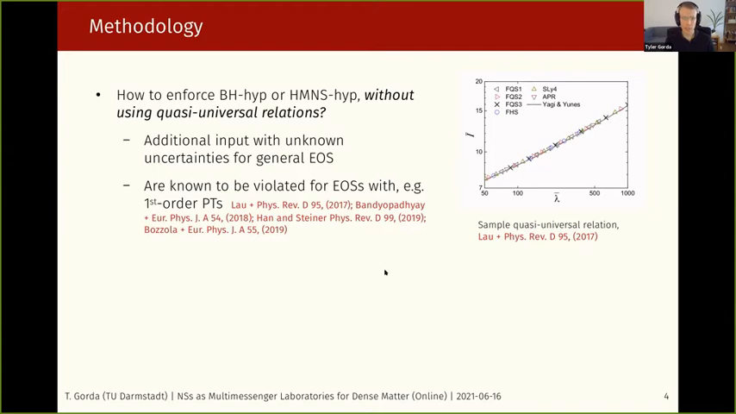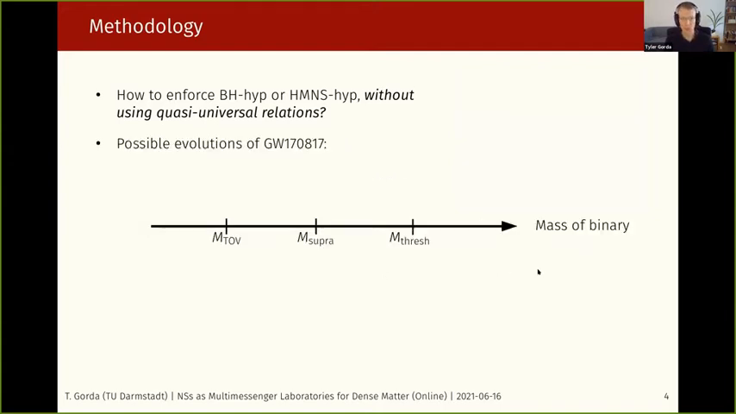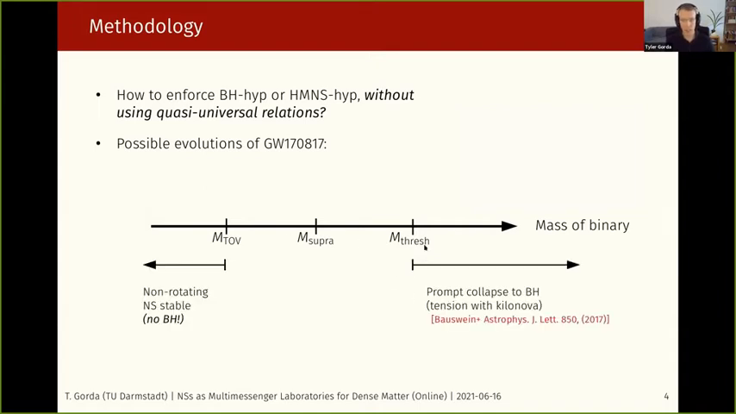And what that means is we have to think about the possible evolutions of this event as a function of the mass of the binary. Like Ben showed us on Monday, there's a few different special masses that are important for a given equation of state. Each of these depends on the equation of state. Particularly, there's a threshold mass for prompt collapse above which, if you had a binary with mass larger than that, it would immediately collapse to a black hole. You wouldn't get an electromagnetic counterpart, and that's in tension with what we see from GW170817 and the corresponding electromagnetic counterparts.